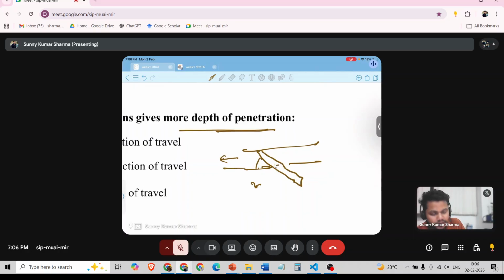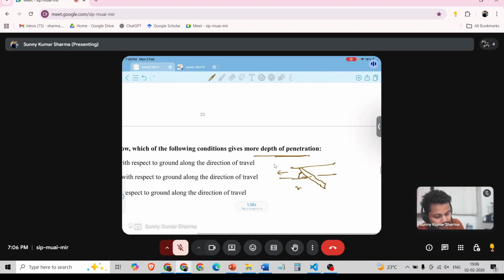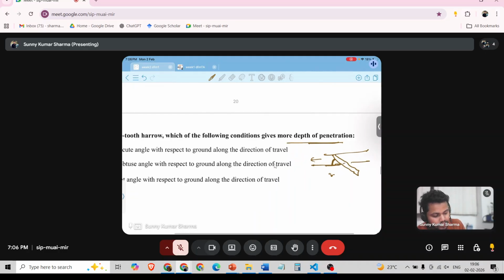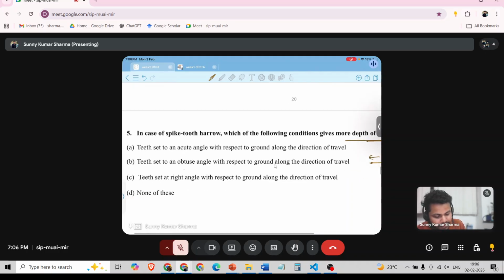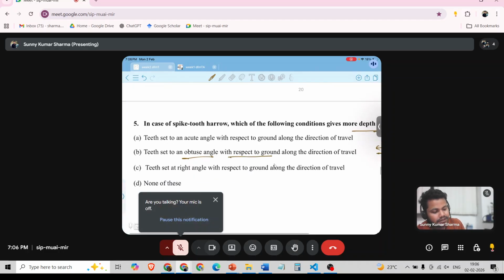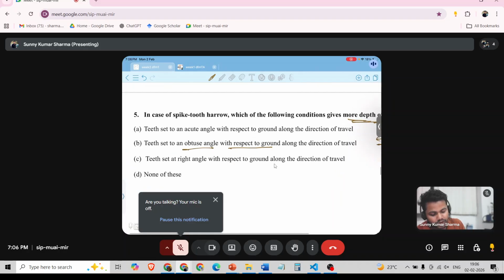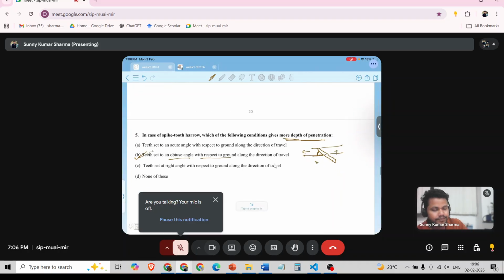If this is the direction of motion, this is making an acute angle with respect to the direction of travel, and with respect to the ground along the direction of travel. So the acute angle was wrong. It was not giving better penetration. It was trying to lift the tine. So if it is making an obtuse angle with respect to the ground, then it will give more depth of penetration. So option B is correct.